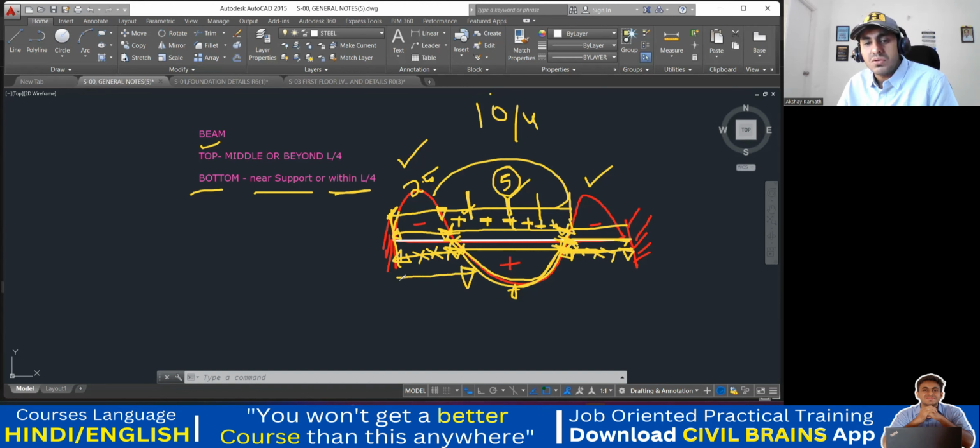So in the bottom, it is within this much portion you have to do. Beyond this, it will be a maximum bending moment. I cannot lap. So within this L by 4 you do the lapping. Understood the concept? Got it? So just try to remember this.